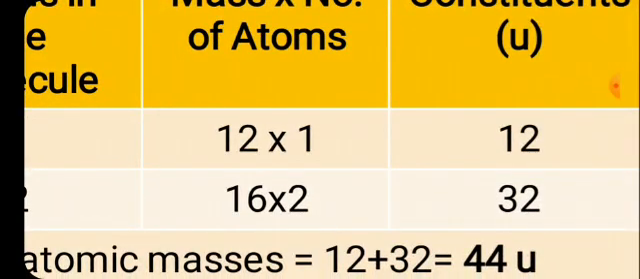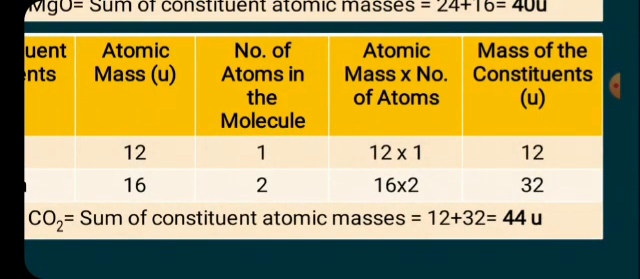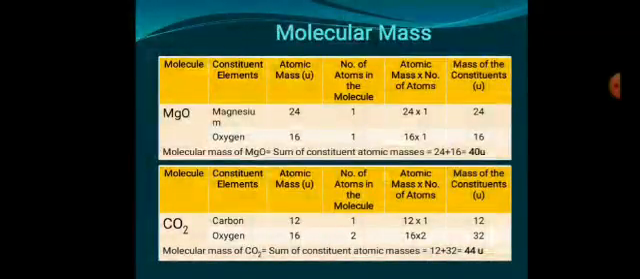Now let us add these two atomic masses so as to get the molecular mass of carbon dioxide. 12 plus 32, 44 Dalton or 44 grams. Write down all these tables in your science copy. I hope you all have understood the concept of molecular mass and how it has to be calculated.